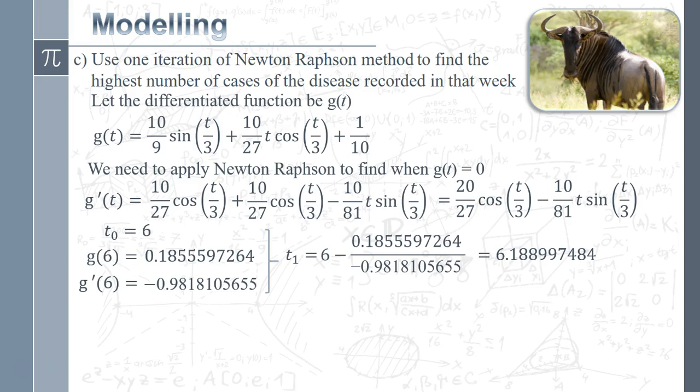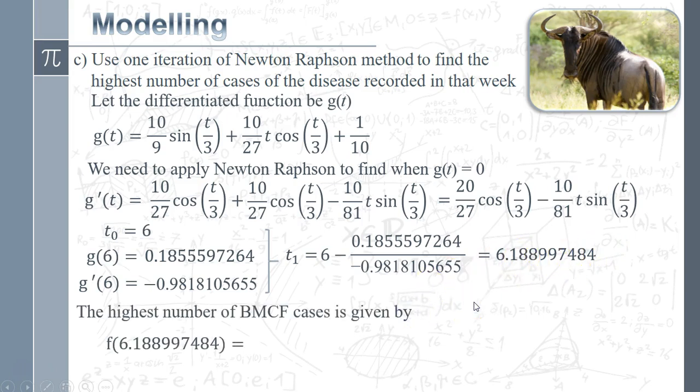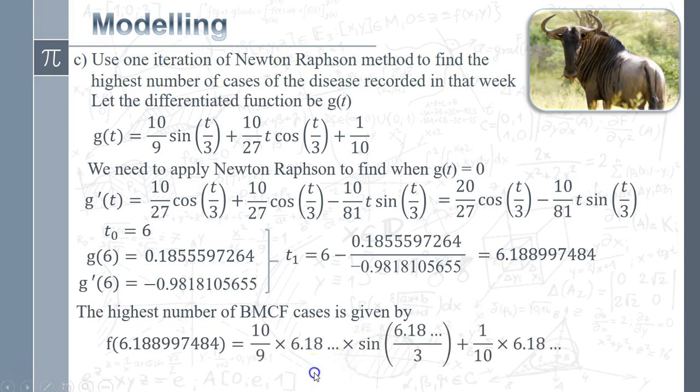So what we've got to do now is work out how many cases that is. In order to do that, we've got to take our value for t and stick it back into our original function. So we need f of 6.18, put it back into our original function, and there we go, we've got 6.679. And so that's how many cases it was.